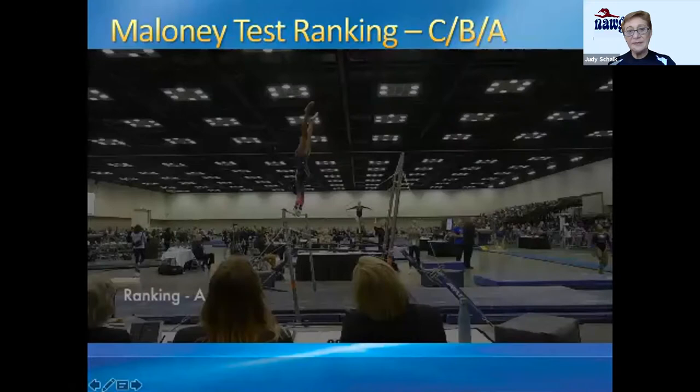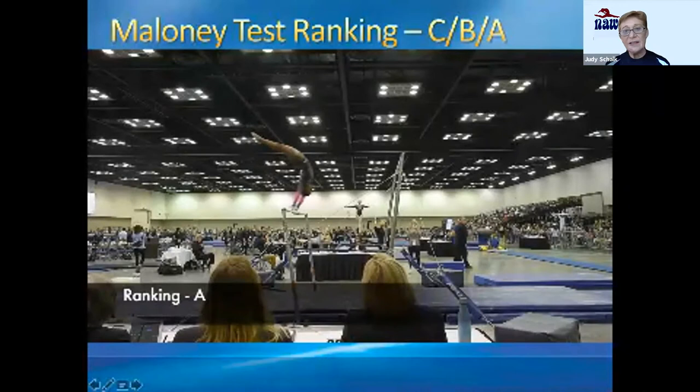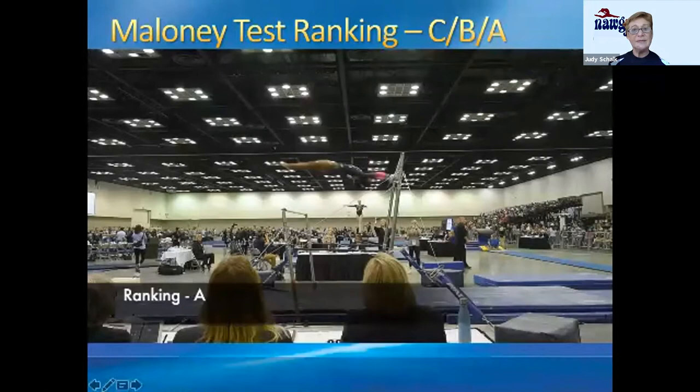Tight body position, fairly good amplitude of flight, good amplitude of backswing.